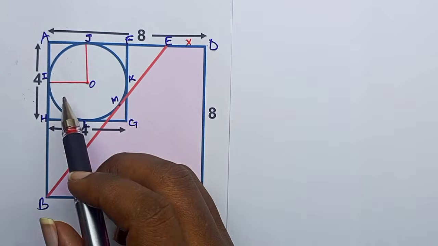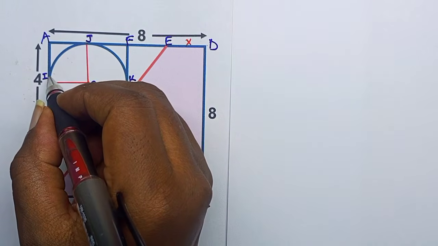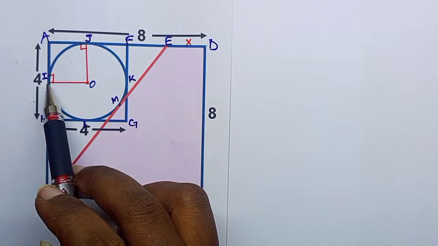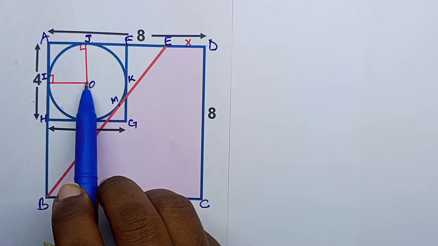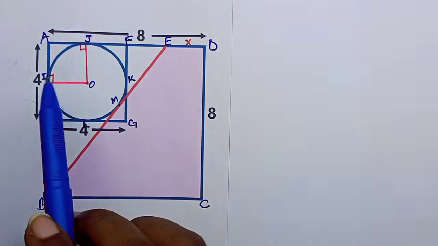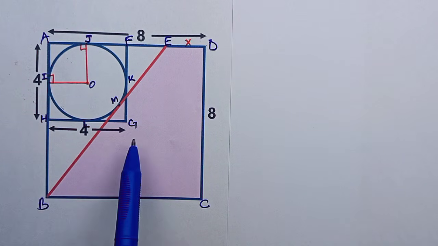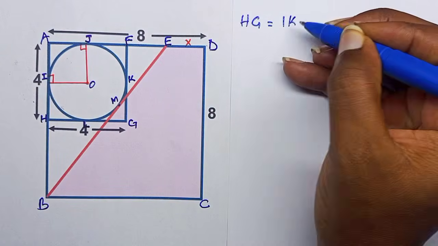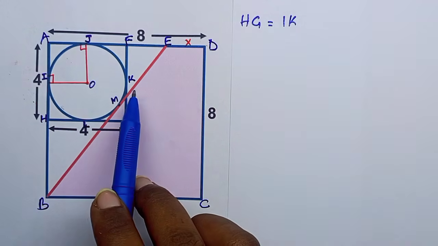As we know, due to the tangent to a circle theorem, the angle formed by the radius and the tangent to a circle is 90 degrees. So this is 90, this is 90. Therefore, AJOI is also a square. Now, if we were to complete this line to point K, we would come up with a diagonal IK. And since AFGH is a square, HG is equal to IK. So if HG is 4, then IK is also 4.